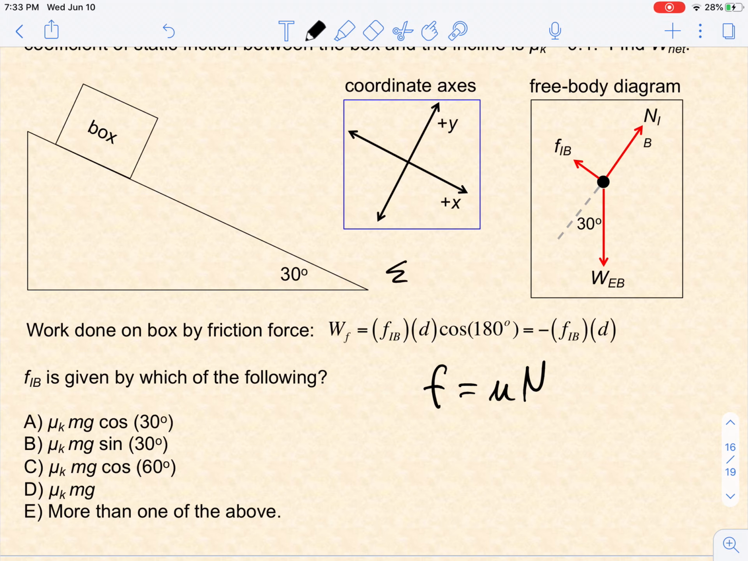But just in case, if I sum the forces in the y direction, I've got the normal force pointing up, and I've got mg cos phi, remember we're calling this phi now, pointing in the negative y direction. And that's going to equal 0 if this thing is moving at a constant speed, so the normal force is mg cos phi. With that in mind, I can see that the friction force is going to be mu times that normal force, and phi being equal to 30 degrees tells me that choice A is what I need.